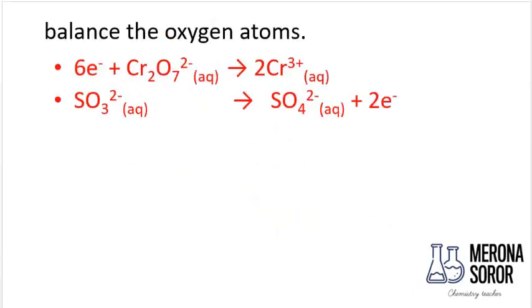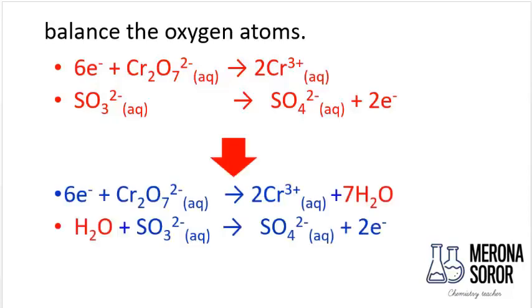Next step, balance the oxygen atoms. We can balance the oxygen atoms by adding water molecules. The first equation must have 7 H2O molecules of water to balance the amount of oxygen, because we have 7 oxygen in the reactants, so we have to add 7 oxygen in the product. For the second equation, the product has 1 more oxygen atom, so we have to put only 1 water molecule in the reactants.